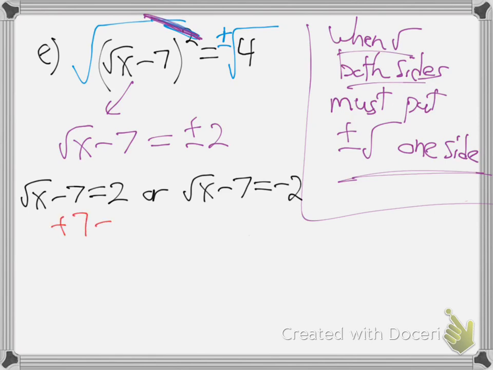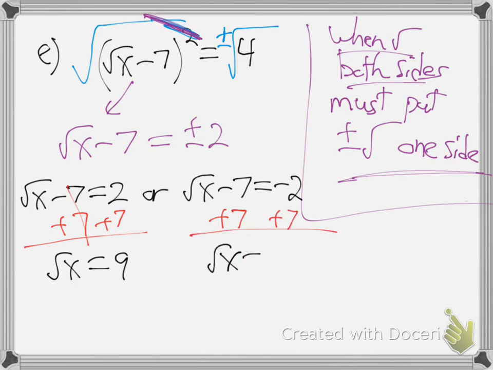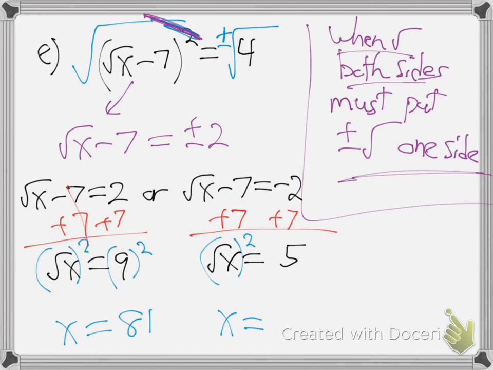So add 7. So root x is 9. Other side, same thing. Add 7. And that's going to make root x be 5. And what's the last step to make it into normal x in both cases? 2 power it? Yeah. 2 power, 2 power. So that's 81. 2 power, 2 power, 25. So we get 2 answers, 81 and 25. Both are true.